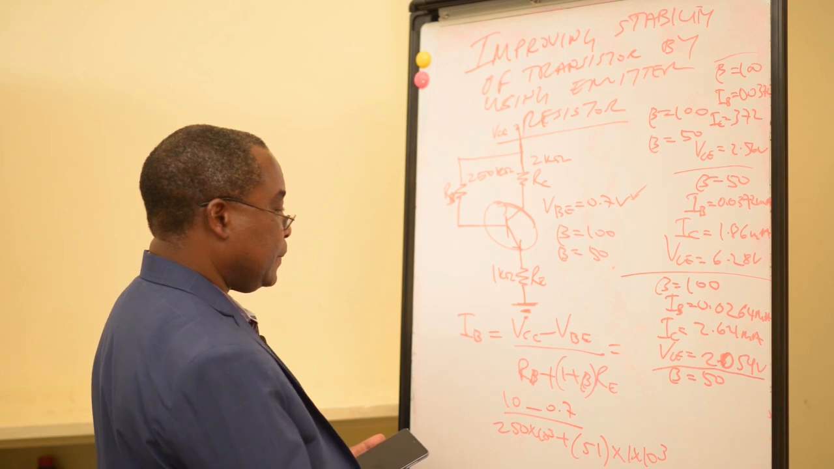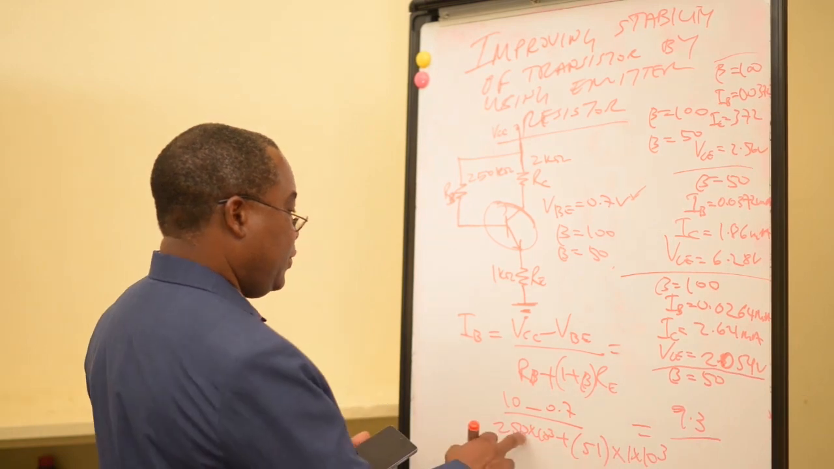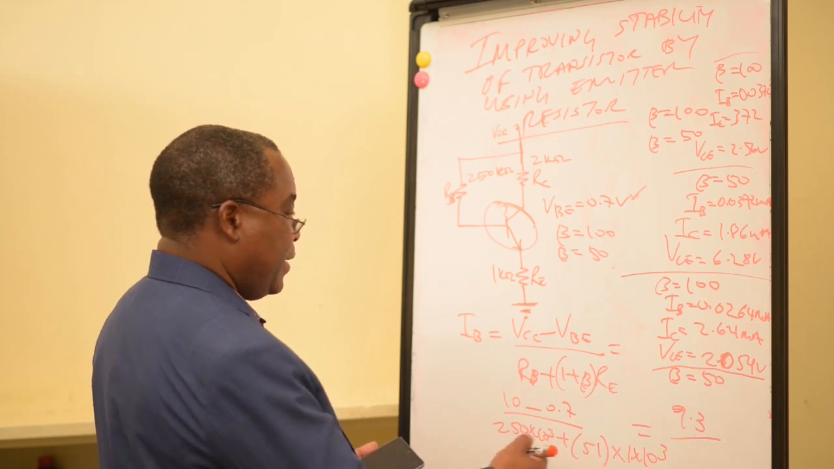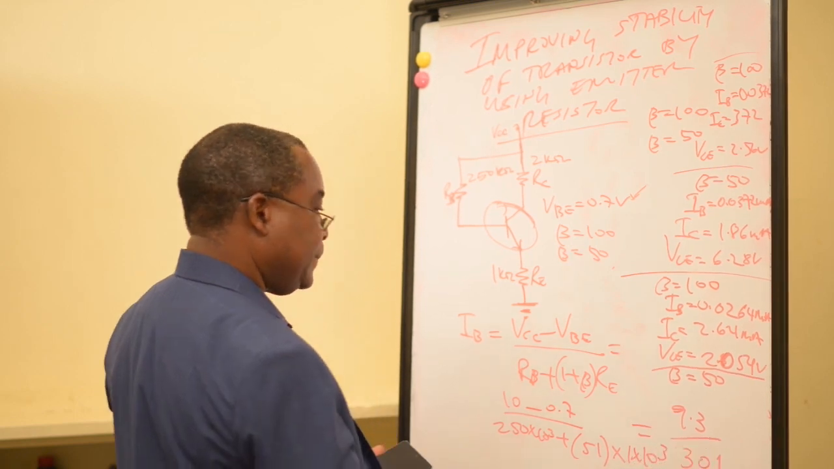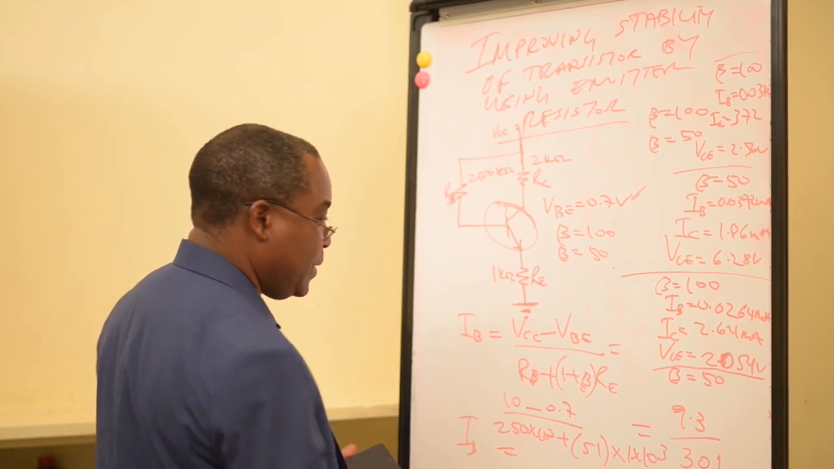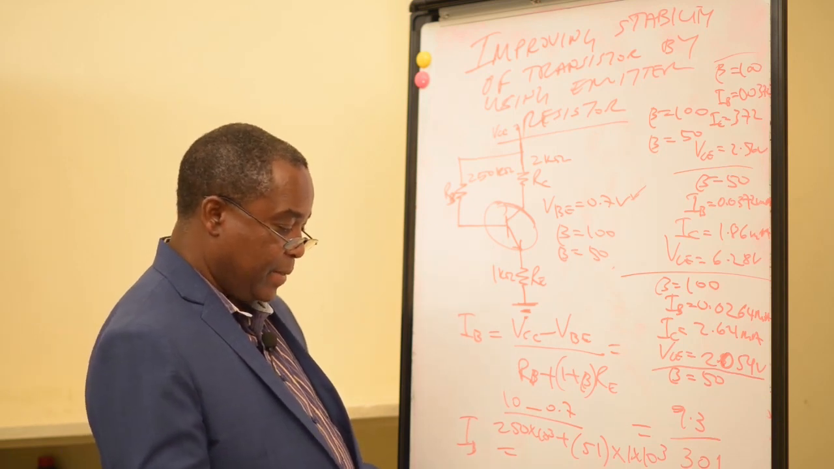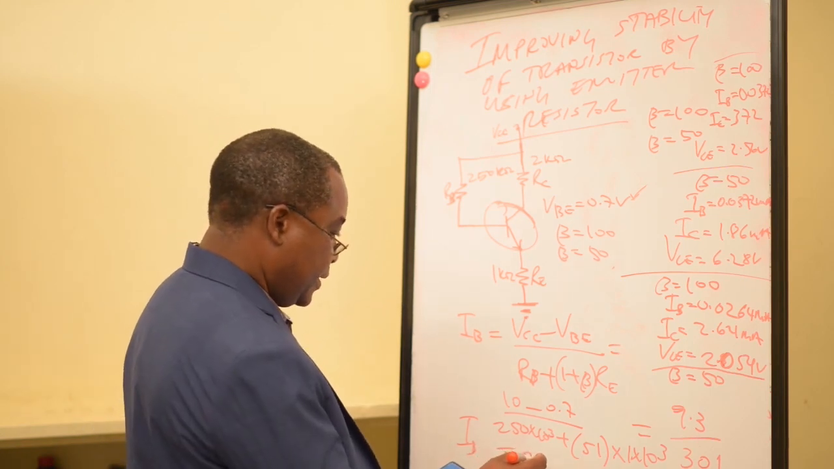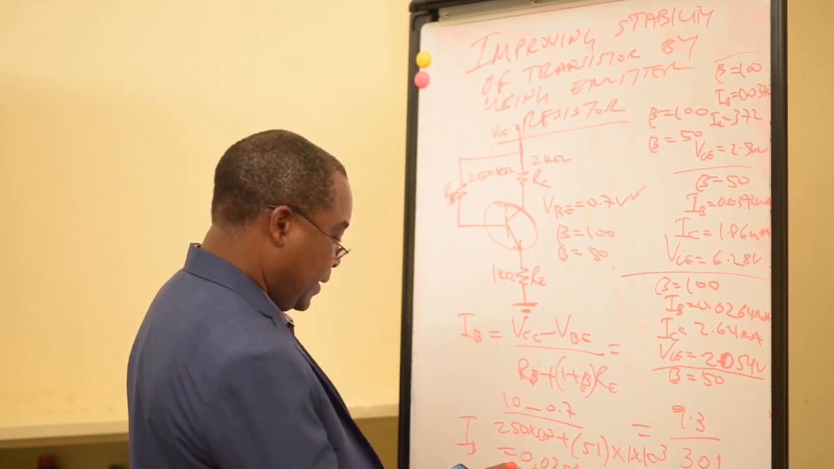So again, we'll have our normal algebra 9.3 over 250 plus 51, because this will be outside the bracket. So we have 3, 0, 0, 1. So just normal algebra by using our calculator. 9.3, when you divide by 301, you have here 0.0308 milliampere. This is our IB.